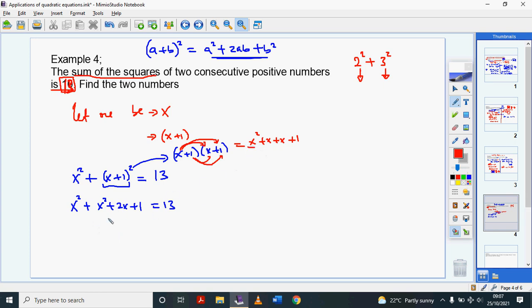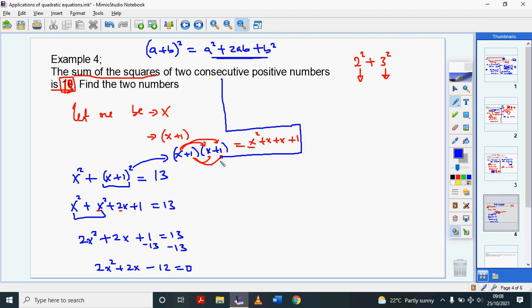I have x squared, which is there. x plus x is 2x, which is there. And then the 1, which is there. So all of that is equal to 13. So I'm just going to collect like terms. x squared and x squared, I have 2x squared plus 2x plus 1 is equal to 13. Now I need to bring the 13 to this side, so I'll have 2x squared plus 2x minus 12 is equal to 0.